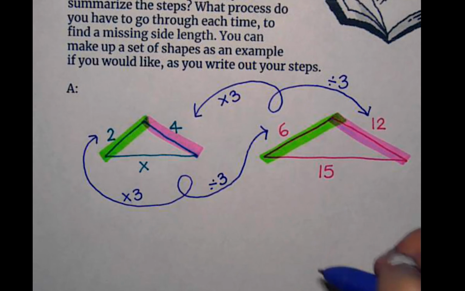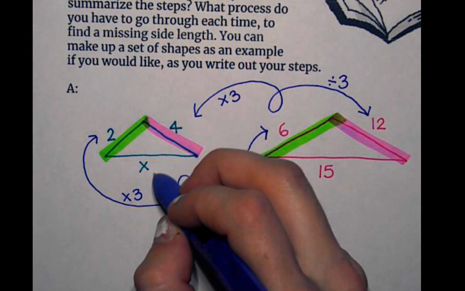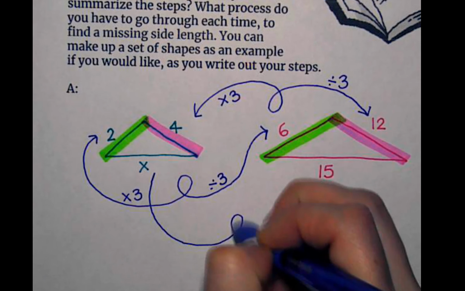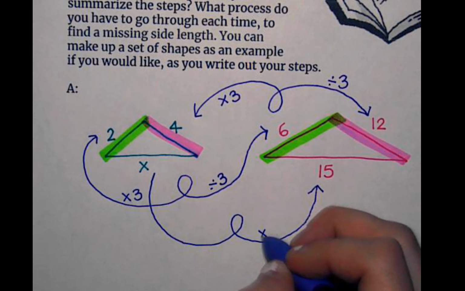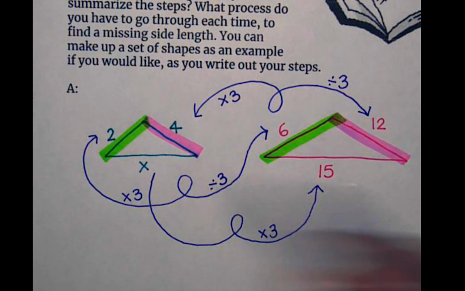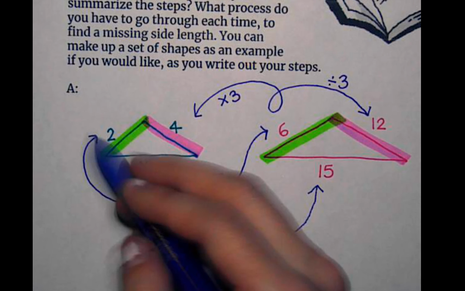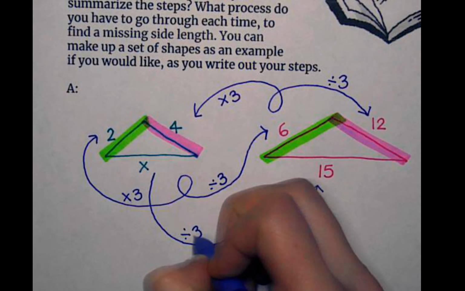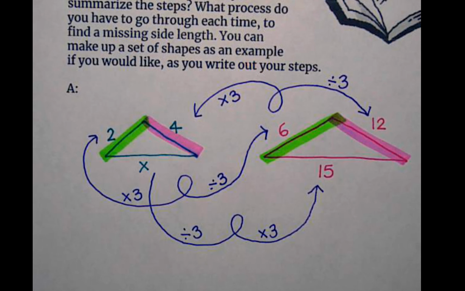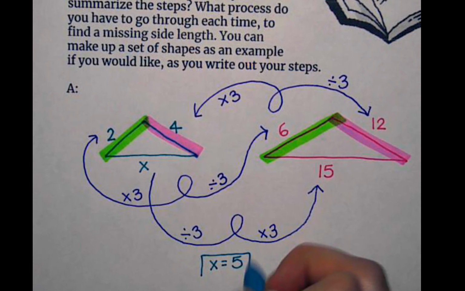Now when I look at my 15 and my 6, I know that if I multiply x by 3, just like all the other ones, I get 15. I still don't know what x is. But if I, like I did from 6 to 2 and 12 to 4, if I divide 15 by 3, I'm going to get x. And 15 divided by 3 equals 5. Okay, that would be a diagram, and you can write that out and explain what you did.